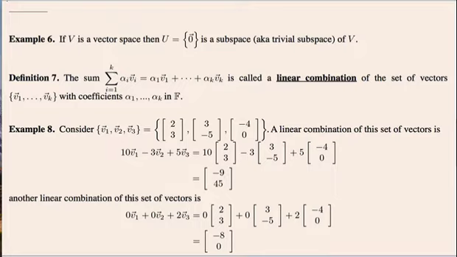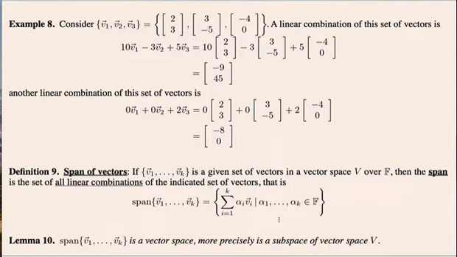Another linear combination of this set of vectors would be just choosing different scalars. For example, 0, 0, 2, then multiplying these, you get the zero vector from the first two terms, and then from the last term, we get (-8, 0).